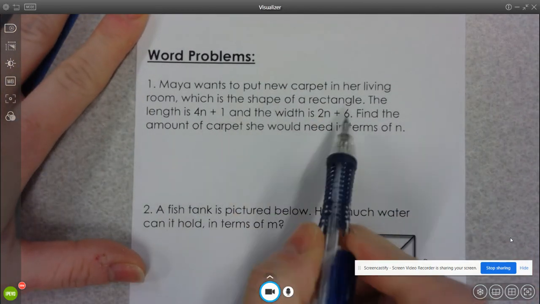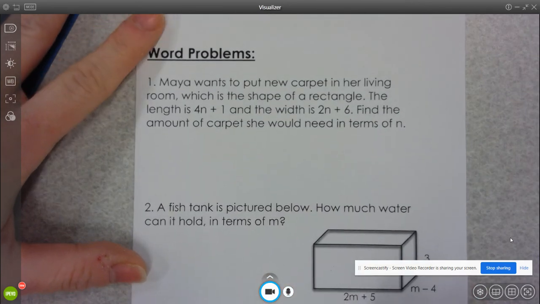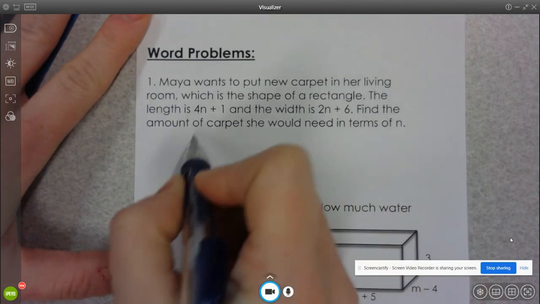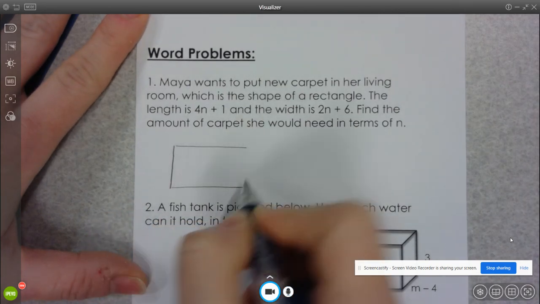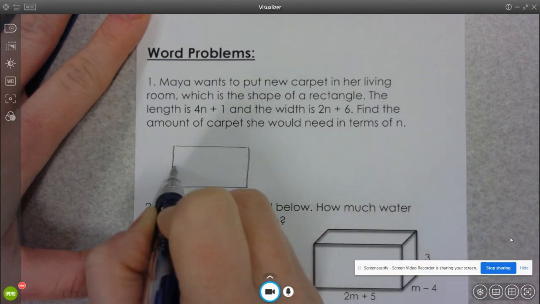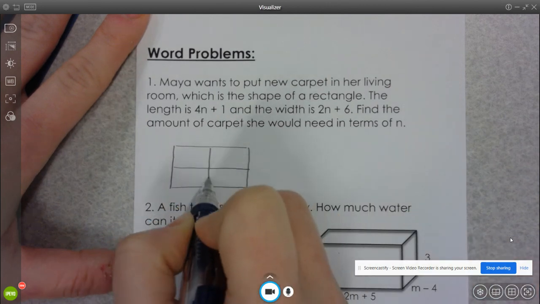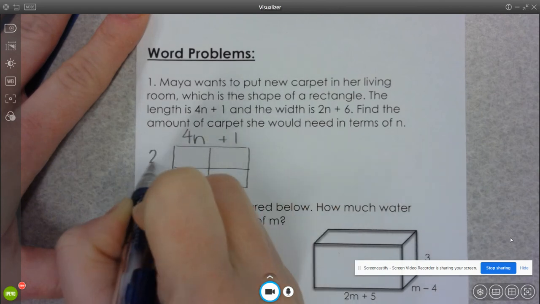we have the length and the width, and we need to find the amount of carpet that she would need. Well, that's going to be an area problem. So what we're doing here is length times width. So I'm going to end up doing the box method with the length and the width.